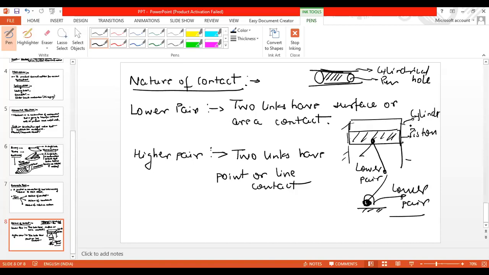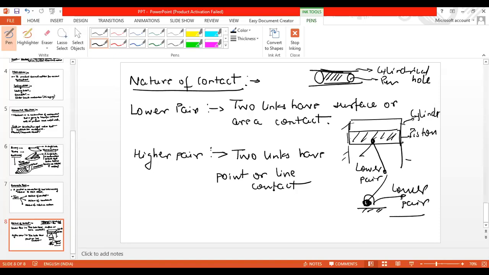All these pairs here, if you observe, are lower pairs. There is no higher pair within this slider crank mechanism. Now let us discuss the higher pair. Can anyone give me some example where we can encounter such situations? Let's talk of automobiles only. In an automobile, can anyone give me some idea which two components can be referred to as forming a higher pair?